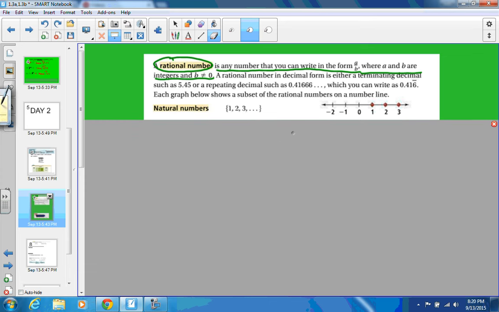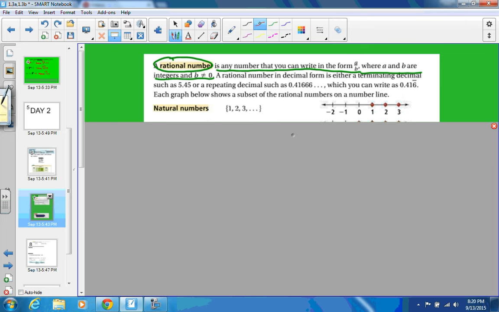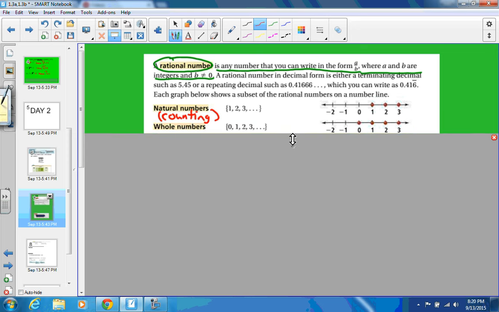Natural numbers are also called counting numbers because when you first learn to count, you started going 1, 2, 3, 4, and so on. These are numbers that are all positive and they're all whole numbers, and that's shown on a number line there. Now whole numbers, these are all rational numbers, first of all. Whole numbers are counting numbers plus 0. So whole numbers are the same thing as counting numbers, but 0 is also included.